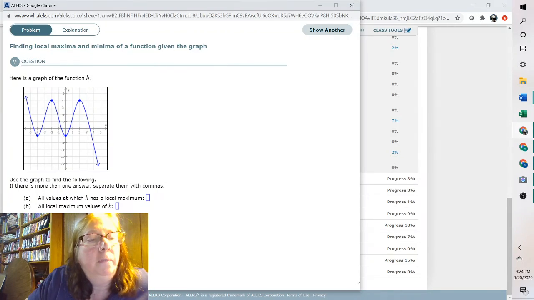Again, we want maximums. This time there's two maximums. The values at which h has a maximum would be at -2 and 2. So at -2 and 2. The maximum value is 4. Try one more.